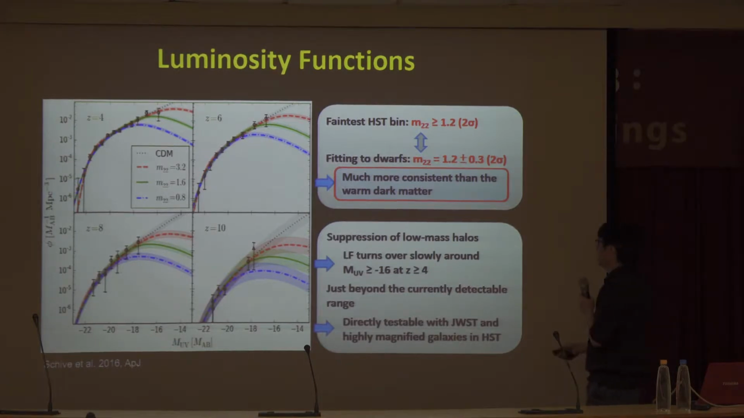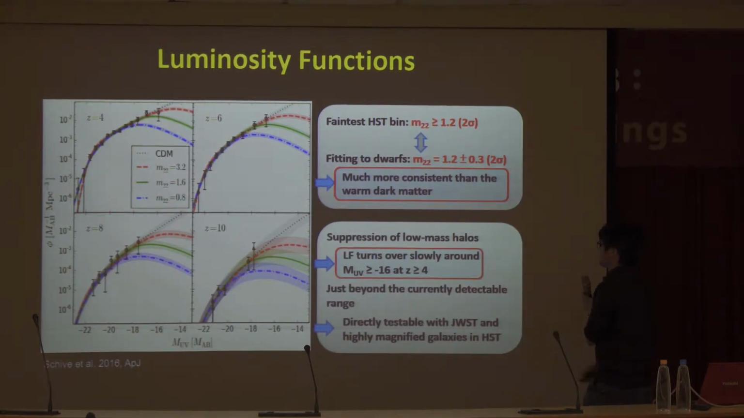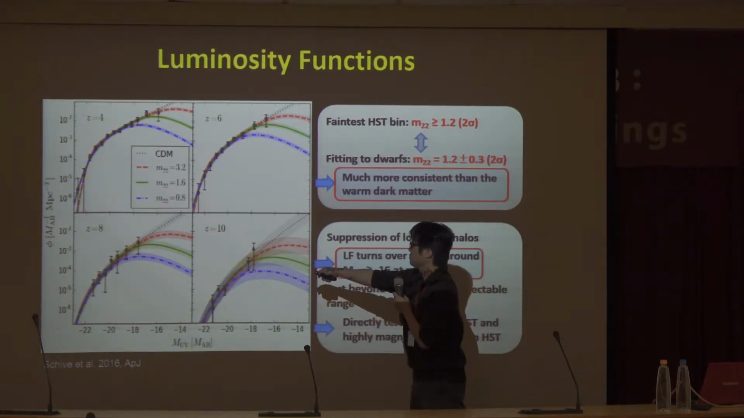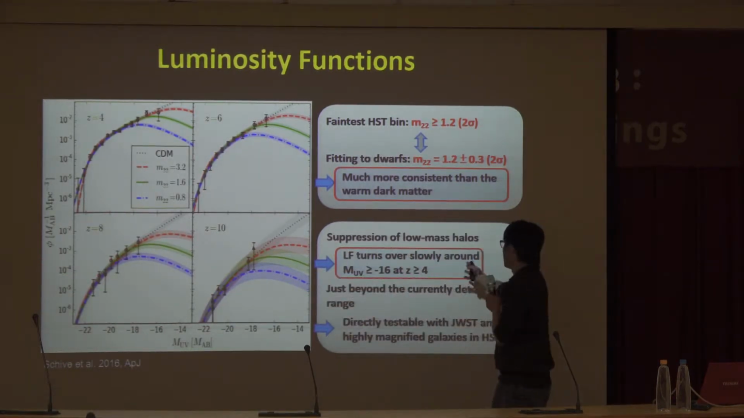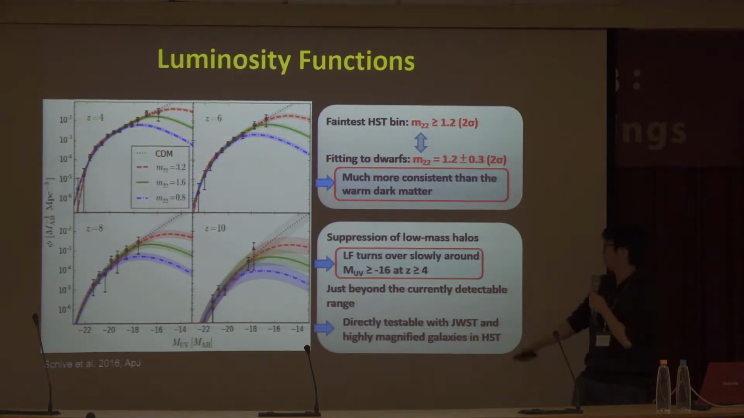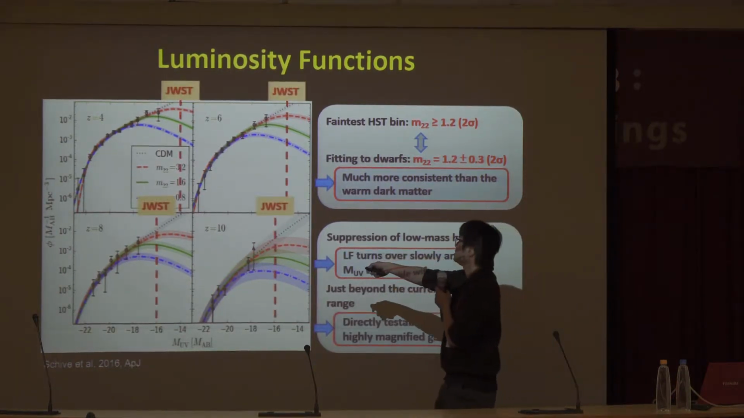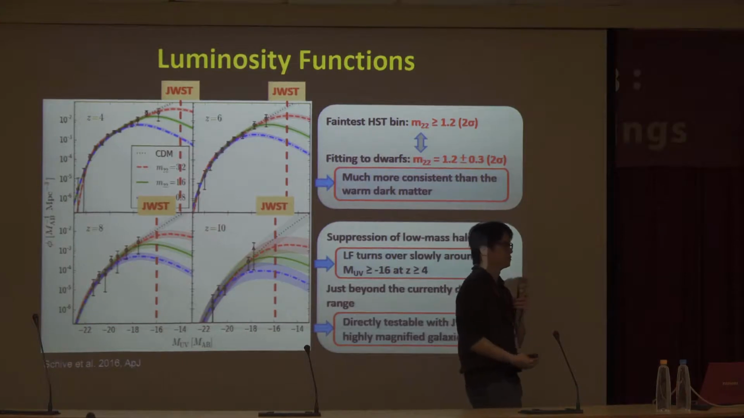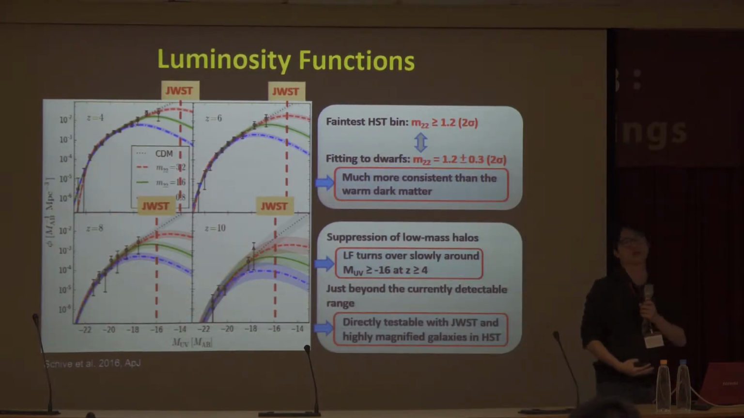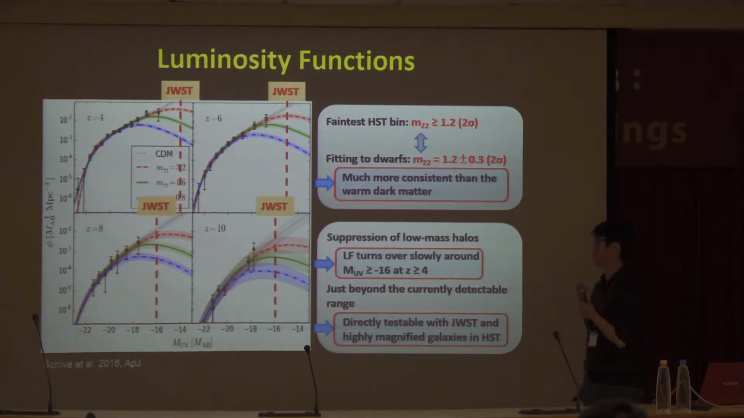Based on this result, we predict that the luminosity function should turn over slowly. It will not diverge. It should turn over slowly around a UV magnitude of minus 16, above redshift 4. This magnitude range lies just beyond the currently detectable range, but it will soon become directly testable with forthcoming observations like the James Webb Space Telescope. It can also be tested with highly magnified galaxies using the Hubble Space Telescope.